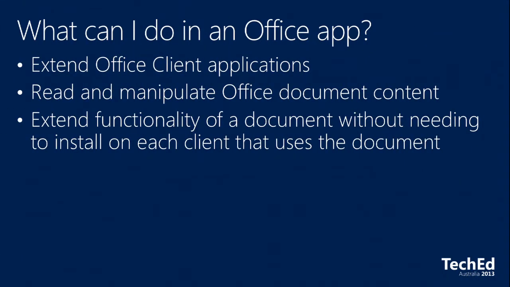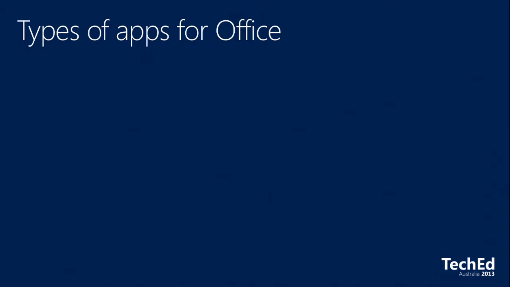What can I do in an Office app? There are a bunch of different extension types that we can do for Office apps, but the focus is just being able to do around extending the functionality of a particular document within one of those applications. You can do things like reading and manipulating the contents of your documents. And basically the focus is around being able to extend the functionality without needing to install a client application. It's just install my app and it lives within the document. So within the Office space, there are 3 different types of applications that we can build.